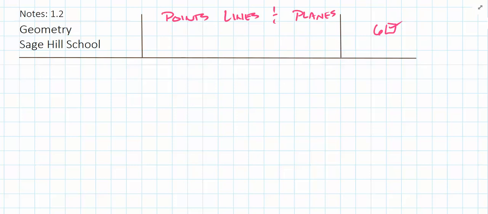Geometry. So this lesson is 1.2 points, lines, and planes. The first idea that we're going to talk about are points. Now this stuff is going to seem real basic when we first begin because it's the very first section that we're talking about. Okay, so points.